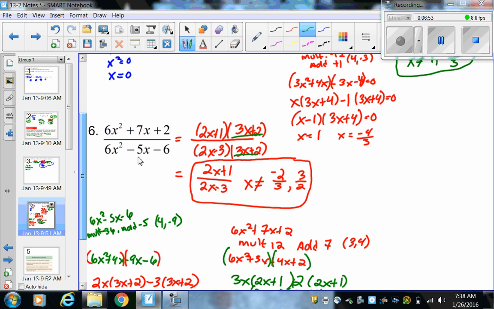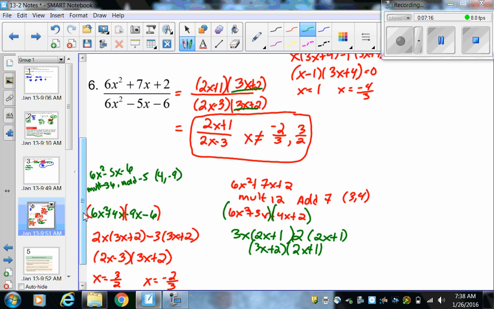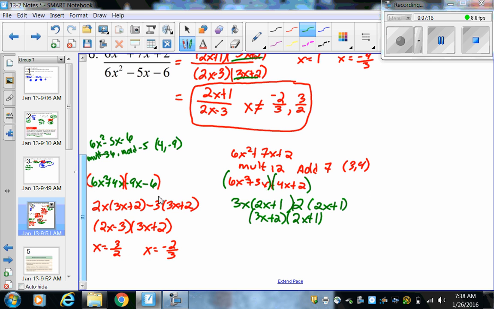For example 6, the top factors to 2x plus 1 times 3x plus 2. The bottom factors to 2x minus 3 and 3x plus 2, so the 3x plus 2 cancel. So your simplified answer is 2x plus 1 over 2x minus 3. And your domain restriction would be that x cannot equal negative 2/3 and positive 3/2. And down below here, I have gone through the steps of factoring the numerator and the denominator in case you need to see what I did.